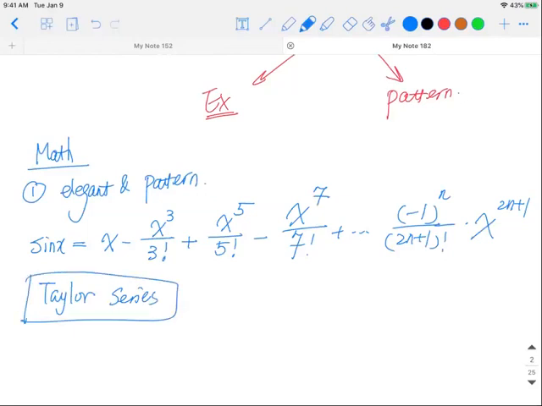The same thing is true not only for sin x. Many functions can be denoted by using a series of polynomials. You see, this is a complicated problem. However, we have a very elegant pattern.